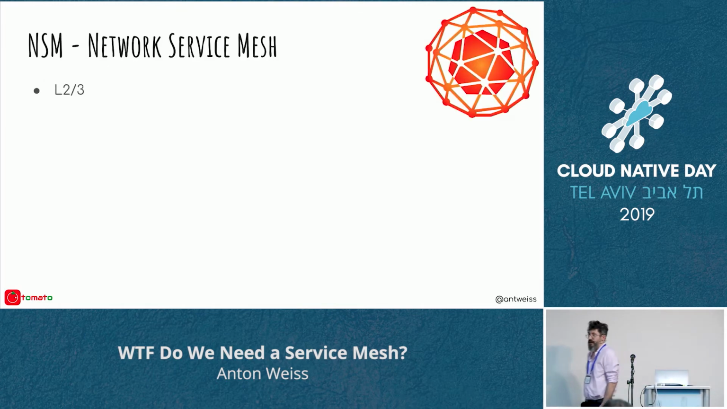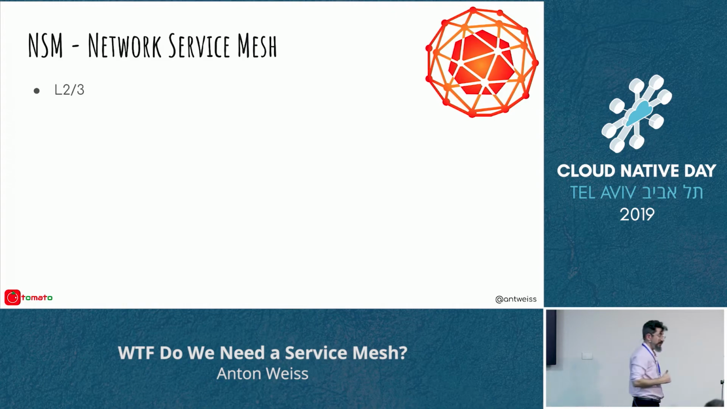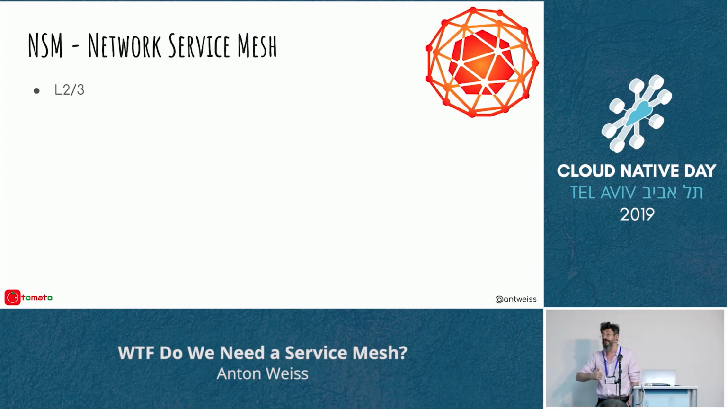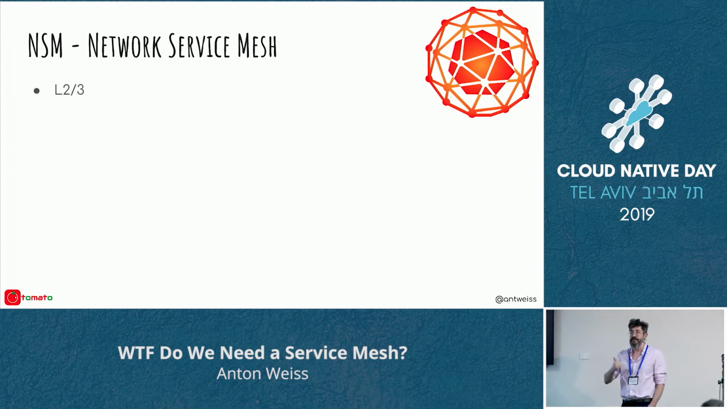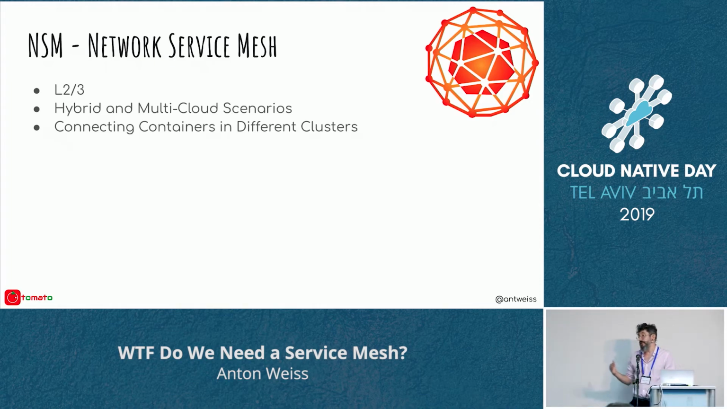And finally, there's this new project from the Cloud Native Computing Foundation called Network Service Mesh. It is not the same, but definitely related. On their website, they're saying that they're inspired by Istio, but they're dealing with traffic not on layer 3 and 4, as Istio and all other application service meshes do. They are dealing with traffic on the layer 2 and 3 level, basically allowing for things like hybrid and multi-cloud scenarios. They're talking about things like connecting containers in different clusters.